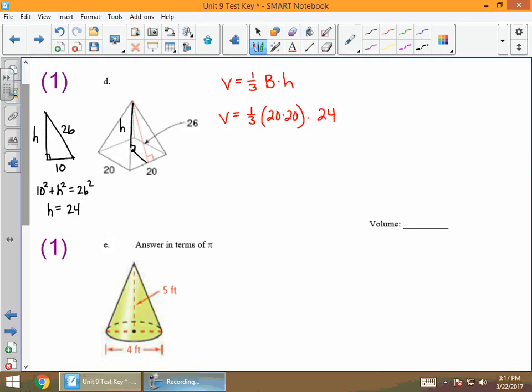Then I can just type that right into my calculator. 20 times 20 times 24, and then divide by 3, and that comes out to be 3,200. I don't know what the units are, so I'll just use the word units. And I know that they are cubed because it is a volume. So 3,200 cubic units. But you had to find h in that one, so that was what made that problem a little more difficult.